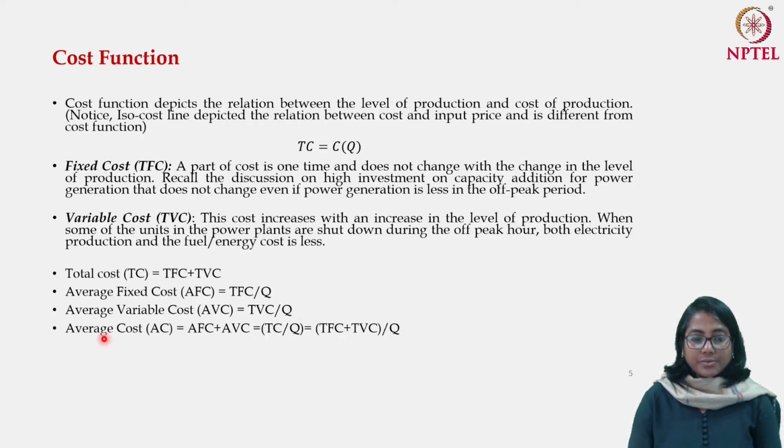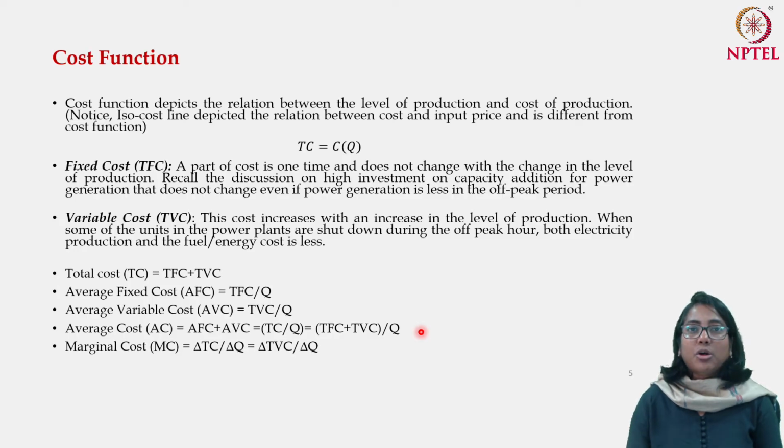The average cost, which takes into account both types of cost, is the sum of average fixed cost and average variable cost. Or you can also write it as total cost divided by Q, which is total fixed cost plus total variable cost, divided by Q.